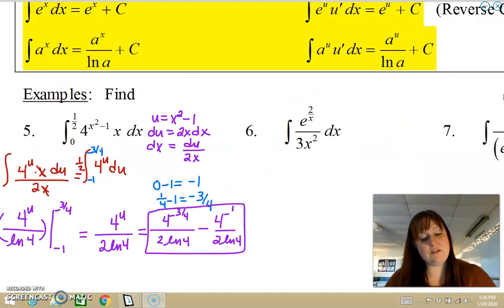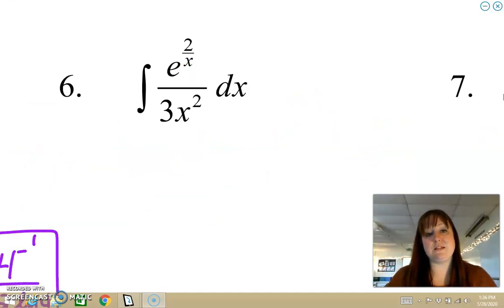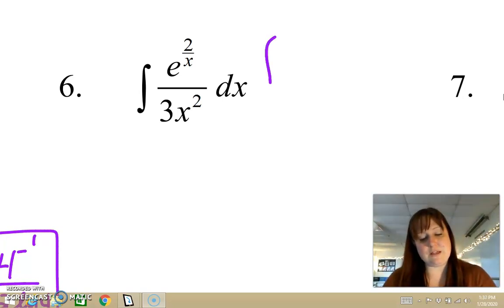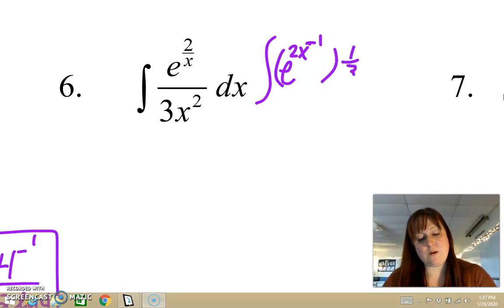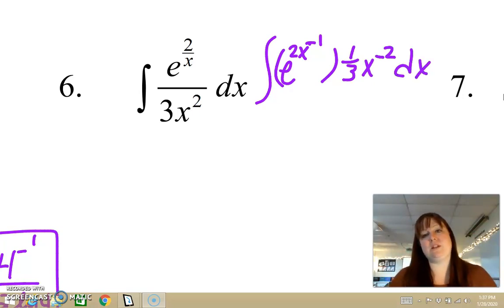Okay, let's integrate this one. We have e to the something, and we need to go backwards, and unless it's e to the x, we're just going to do a u substitution, because we need to account for the chain rule. We need to reverse that chain rule. So we're going to do a u substitution, but first let's rewrite this as the integral of e to the 2 times x to the negative 1 times 1/3 x to the negative 2 dx. I just brought everything up top so I can see it a little better.